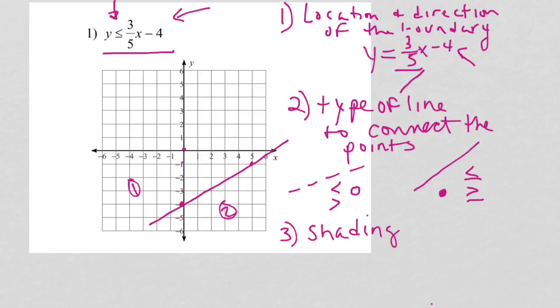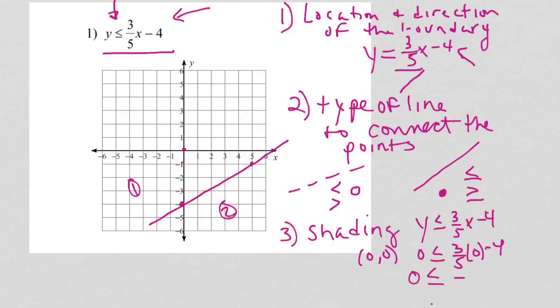So if I test in the inequality y less than or equal to 3/5 x minus 4, my pen's not working. Okay, and I want to plug in (0, 0), which means I'm plugging 0 for x and 0 for y, and I'm going to see if I get a true statement. So notice I get 0 is less than or equal to 3/5 times 0, which is 0. 0 minus 4 is negative 4.